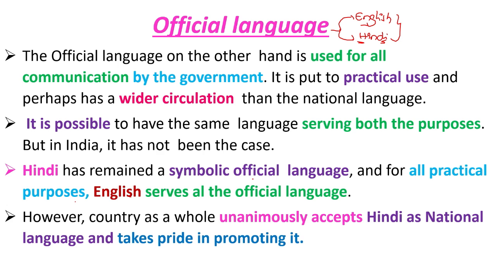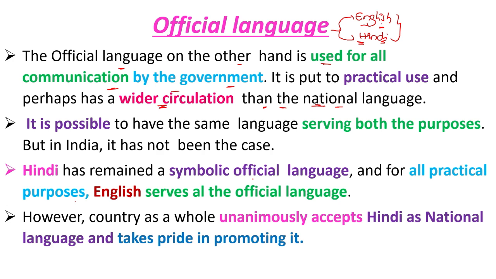So what is the use of the official language? The official language is used for all communication by the government. So whatever GOs the government passes or whatever laws they make, they make all the laws in two languages, either English or Hindi. So both they can use. It is put to practical use and perhaps has a wider circulation than the national language. Yes, mostly whatever official language we have will be used in wider circulation, more than the national language.